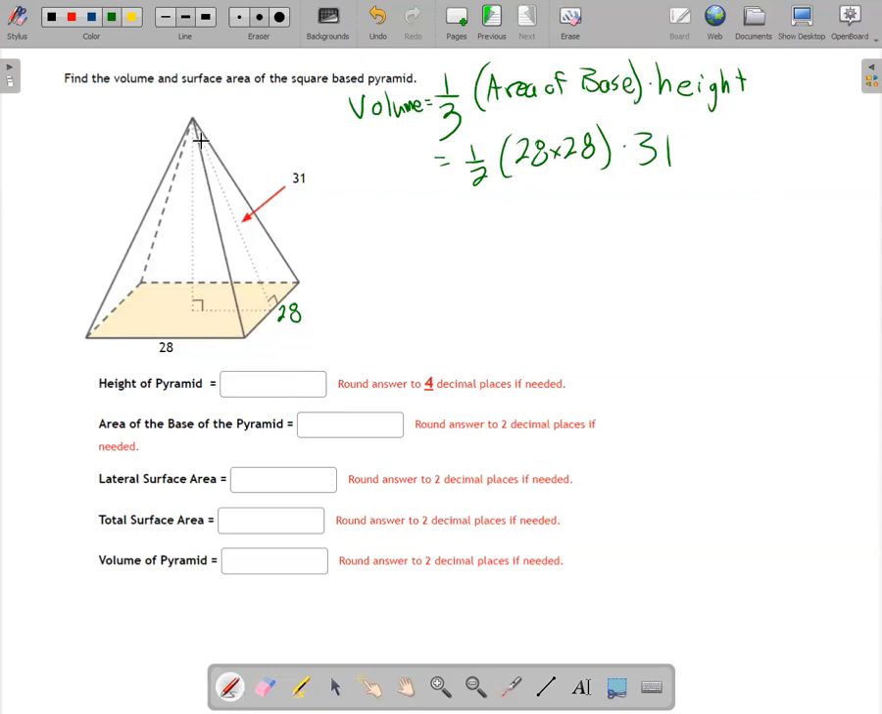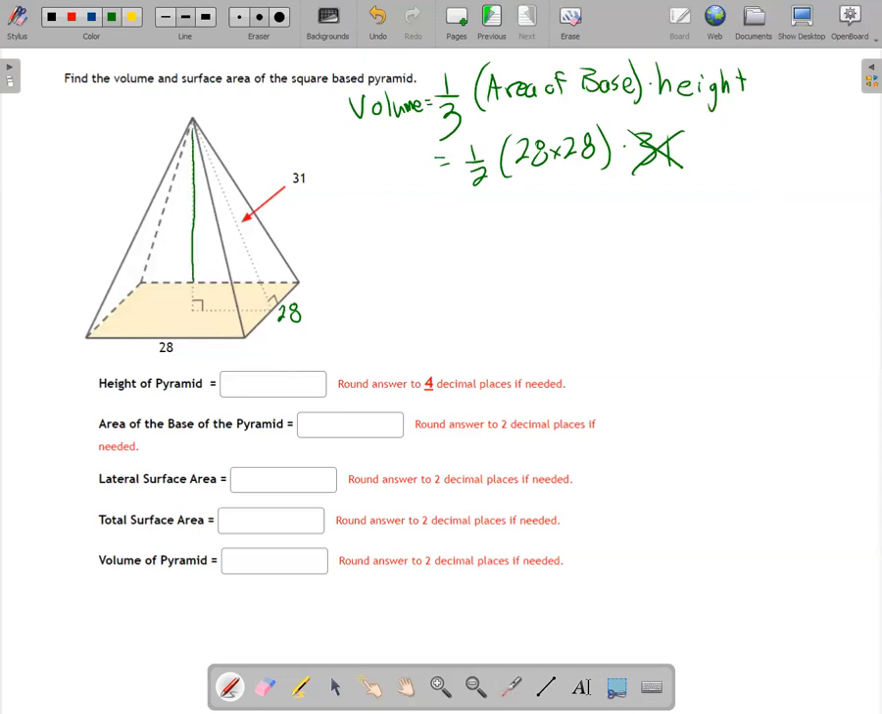So just a couple of notes here. Oh, I lied. 31 is not the height. 31 is the slant length here, not the height. I misplaced that. Okay, so that is incorrect. I need to find the height, and it turns out I do have enough information here.